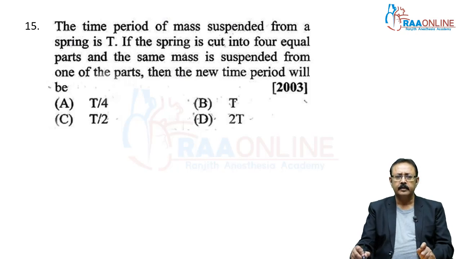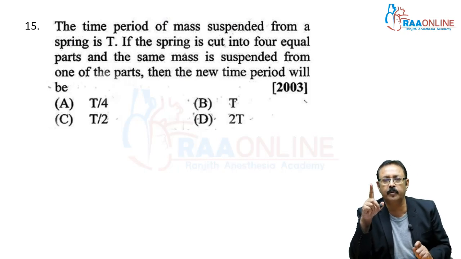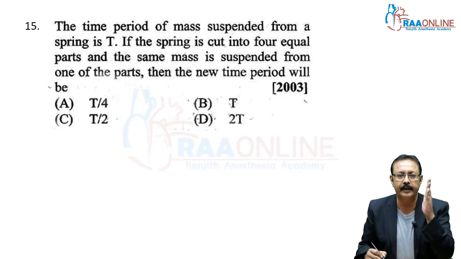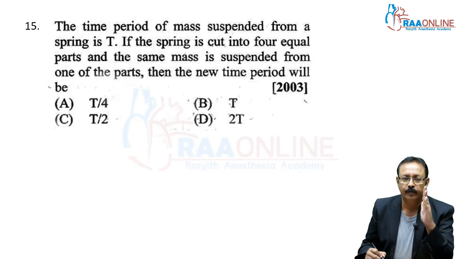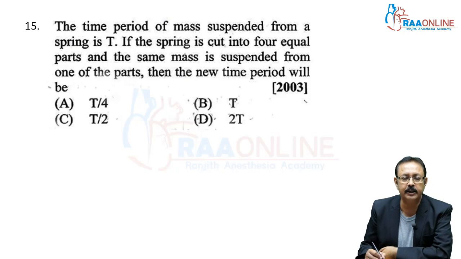15th problem. The time period of a mass suspended from a spring is T. If the spring is cut into 4 equal parts and the same mass is suspended from one of the parts, then the new time period will be? It is a problem from 2003 AIPMT. I told you, if you cut a spring into n equal parts, the spring constant becomes n times. If initially the spring constant was K, cutting into 4 parts gives each part a spring constant of 4K.